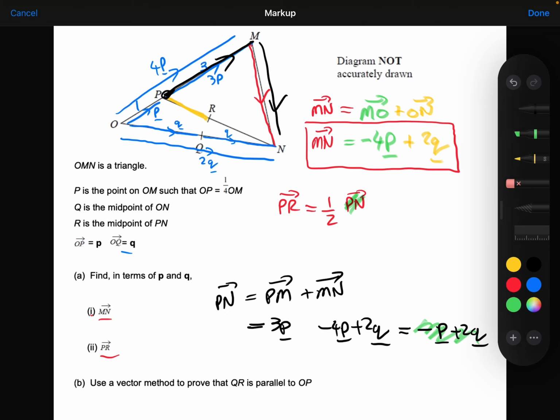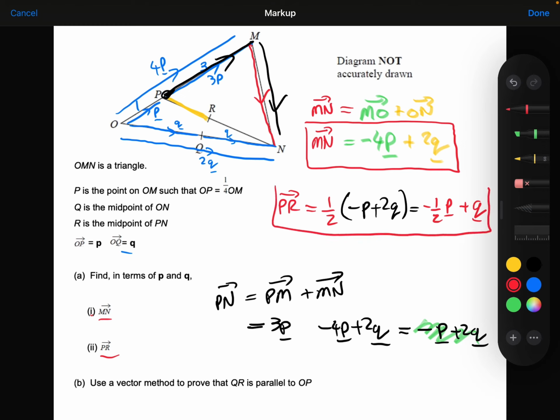P to R will be half of that. So half of the minus P will be minus 1/2 P, and half of the 2Q will just be Q. And so that's my vector for P to R.